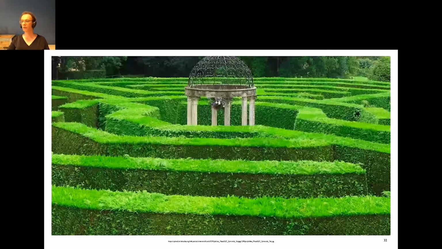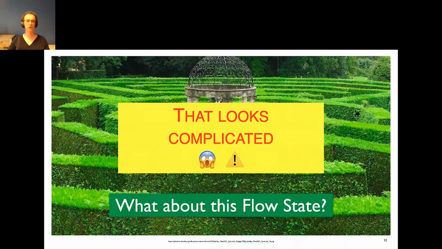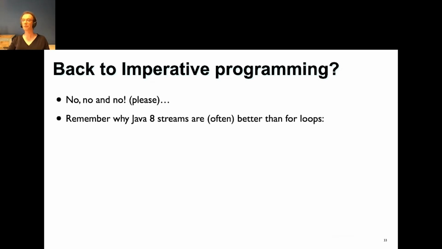Now, this may look like sort of a maze, or, as you could say, it may look complicated. So how would this help you to program more easily and be more productive? So what about this flow state actually? Shouldn't we just go back to imperative programming? Well, my idea is just no, no, and no, just please don't.